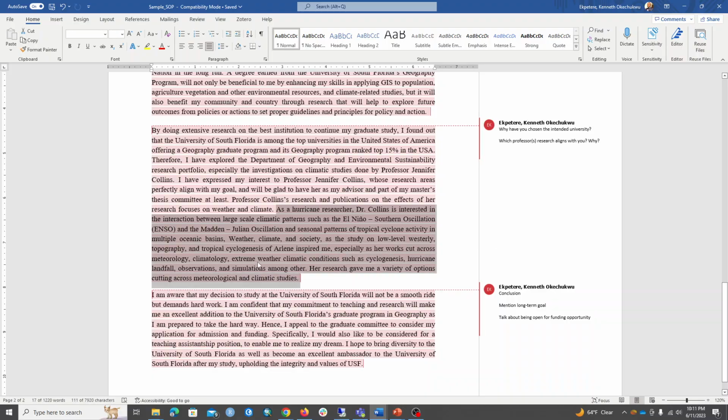So you see here she said that her research gave her a variety of options cutting across methodological and climate factors. So it's very important you talk about why you chose the department, which professor you have identified, what their research area is, and how their research will help you.